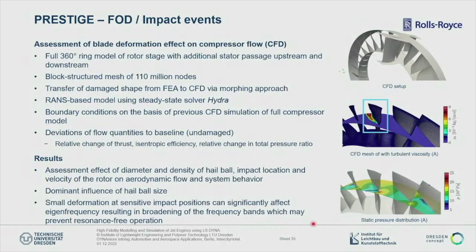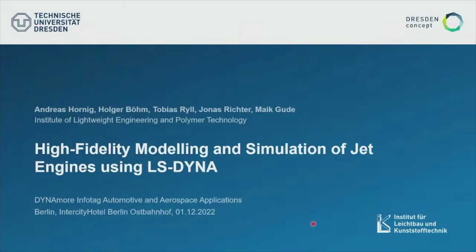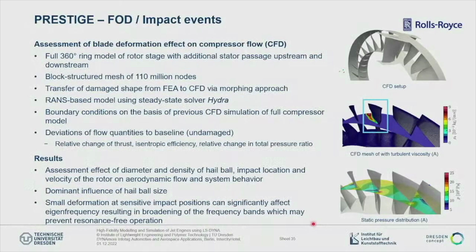And the very last slide I have here is the final step of what we did. As I said, we transform the structural analysis results into CFD modeling, and together with the colleagues from Rolls-Royce, we were able to assess the effect of, for example, the diameter and the density of the hail balls with respect to the change of thrust, the efficiency, and the relative change in total pressure ratios.